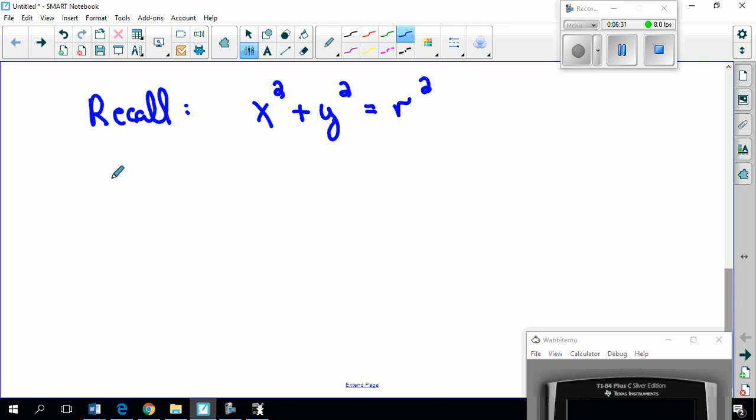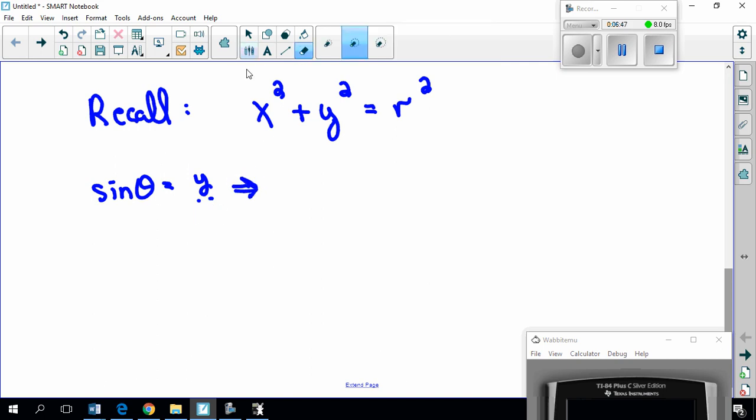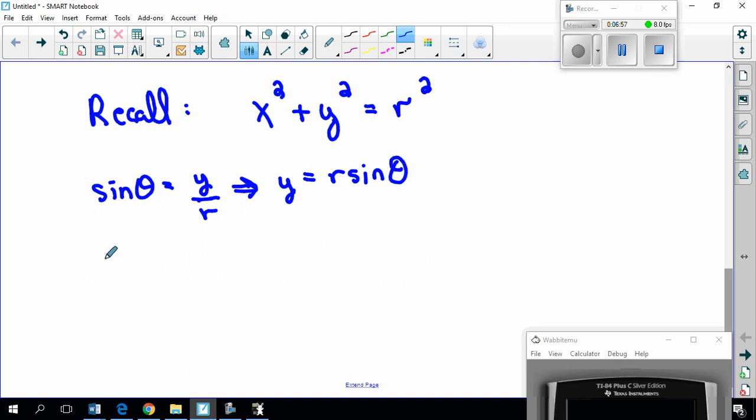And we know sine of theta equals y over r, which implies, multiply both sides by r, y is r sine theta. And you know cosine of theta equals x over r, which implies x equals r cosine theta.